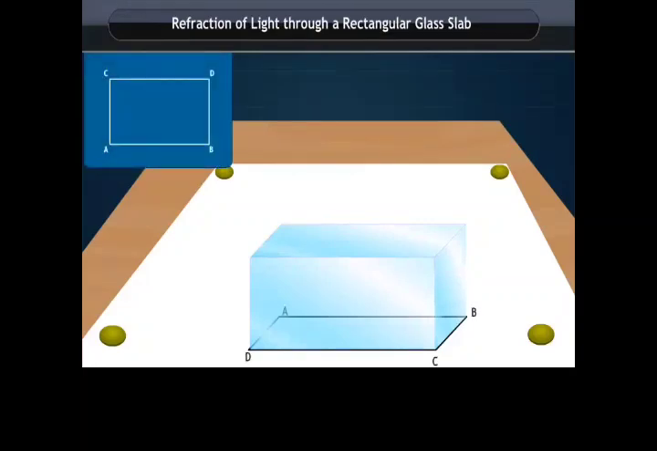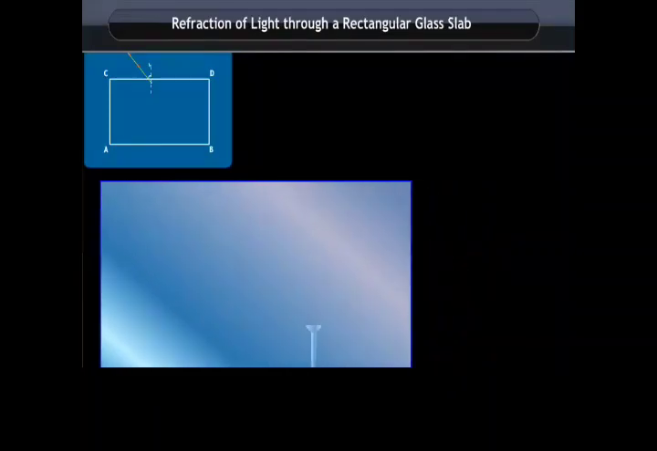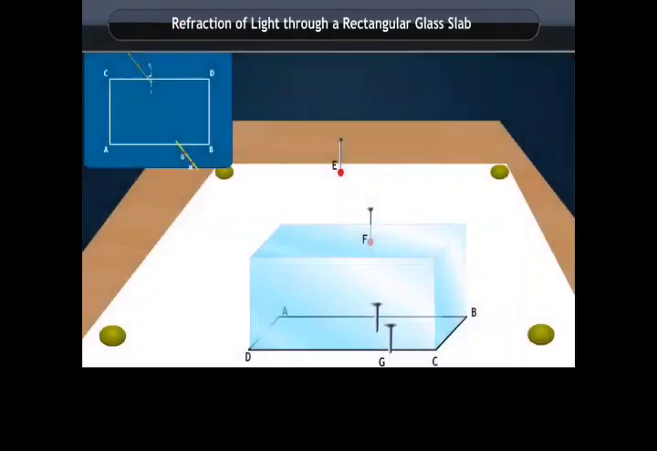Take 4 identical pins. Fix 2 pins, say E and F, vertically such that the line joining the pins is inclined to the edge AB. Look for the images of the pins E and F through the opposite edge. Fix 2 other pins, say G and H, such that these pins and the images of E and F lie on a straight line. Remove the pins and the slab.